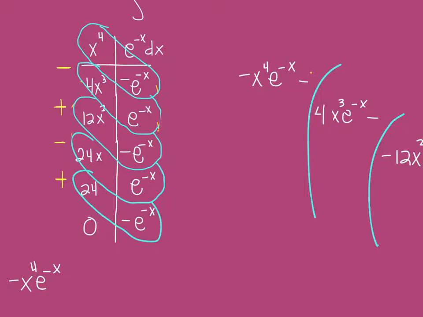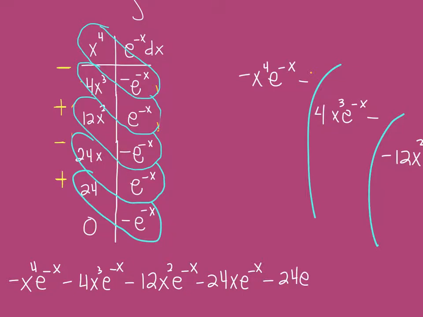But even when you're adding, there's some negatives inside the pairings that you have to watch too. So I've got my first one, and it'll be minus 4x cubed e to the negative x. And then although the next one is plus 12, I'm multiplying the 12x squared by a negative e to the negative x. So it ultimately ends up being negative 12x squared e to the negative x. And then minus 24x e to the negative x. And then plus 24, but times negative e, so minus 24 e to the negative x.